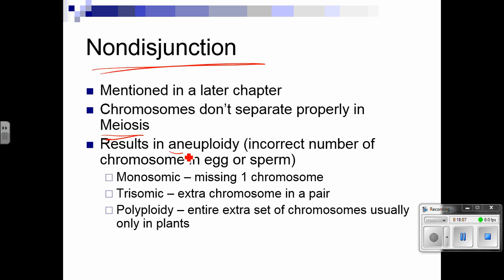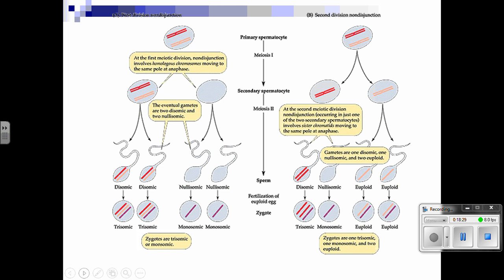It results in aneuploidy, which means an incorrect number of chromosomes in the egg or the sperm. Monosomic means you're missing 1 chromosome. Trisomic means an extra chromosome. Remember we talked about Down syndrome being a trisomy. Polyploidy, an entire set of chromosomes, usually only happens in plants. That would not happen in a human and actually result in a live child.